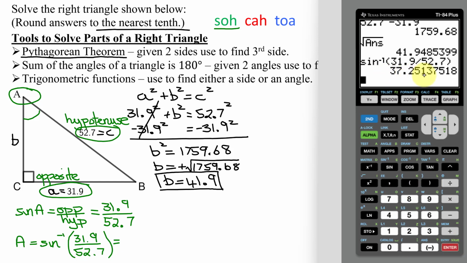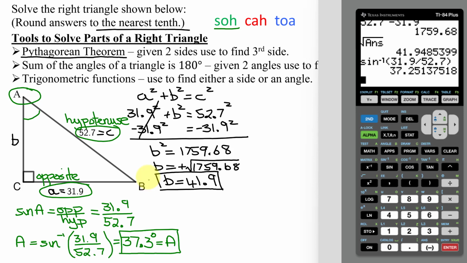So here's my answer for angle A, rounding to the nearest tenth. That's the position of the 2. The 5 is going to round the 2 up to a 3. So I'm going to get 37.3 degrees. That is the value for angle A.